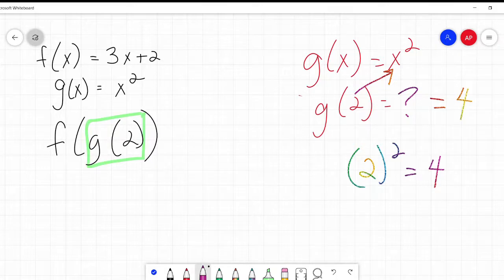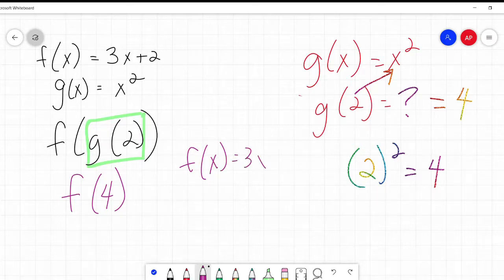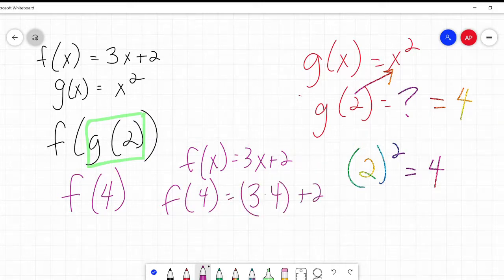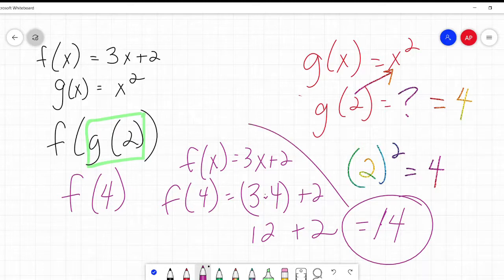And then we can go back over here and go, okay, so you're actually asking what is f of 4. So this is what they're then asking. f of x equals 3x plus 2. What is f of 4? Well, 3 times 4 plus 2. So 3 times 4 is 12, plus 2 is 14. f of g of 2 is 14.